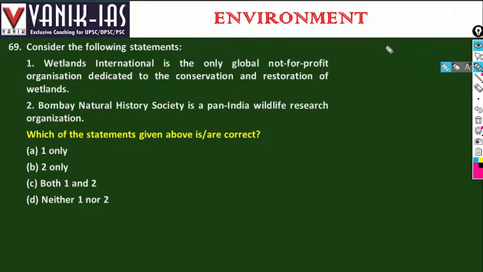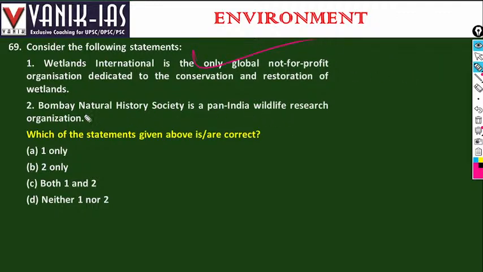Consider the following statements. Wetlands International is the only global not-for-profit organization dedicated to the conservation and restoration of wetlands. Now there is the Ramsar Convention as well. That is a convention. So far as an organization is concerned, yes, it is Wetlands International.